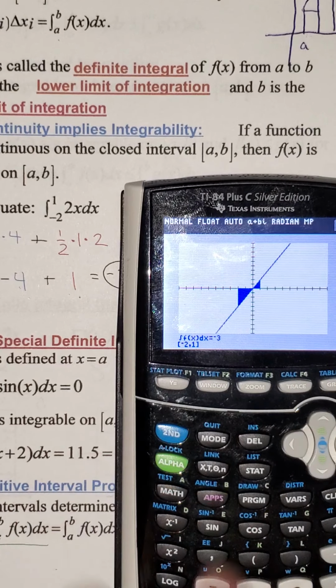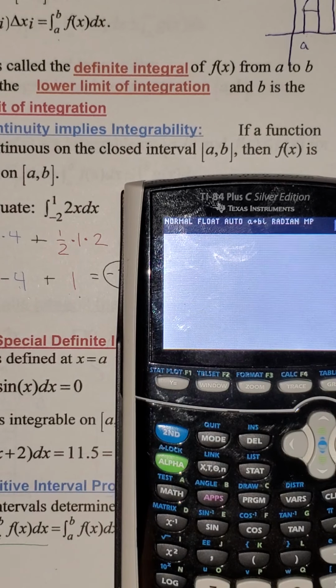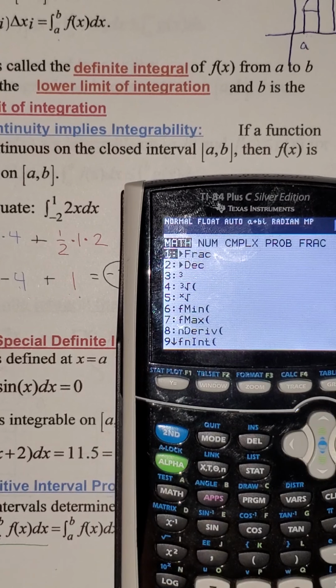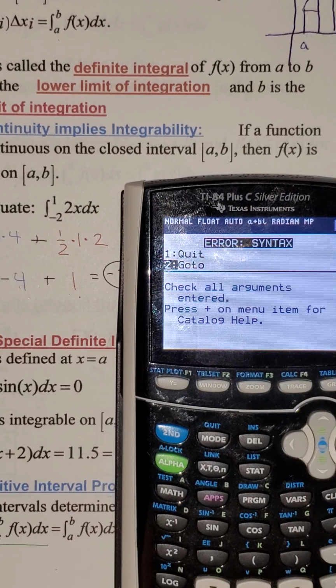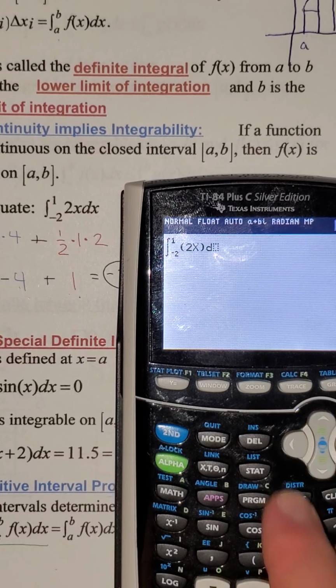Here, let me show you another way to do this. Hit the math key right here. Look at number 9. It says FNINT. That is function integrate. That is the integral symbol. We're going to go from -2 to 1. I'm going to put in my function, which is 2x. And I've got to do it with respect to x. Whoops, I hit my enter key too soon. I've got to put an x right there.